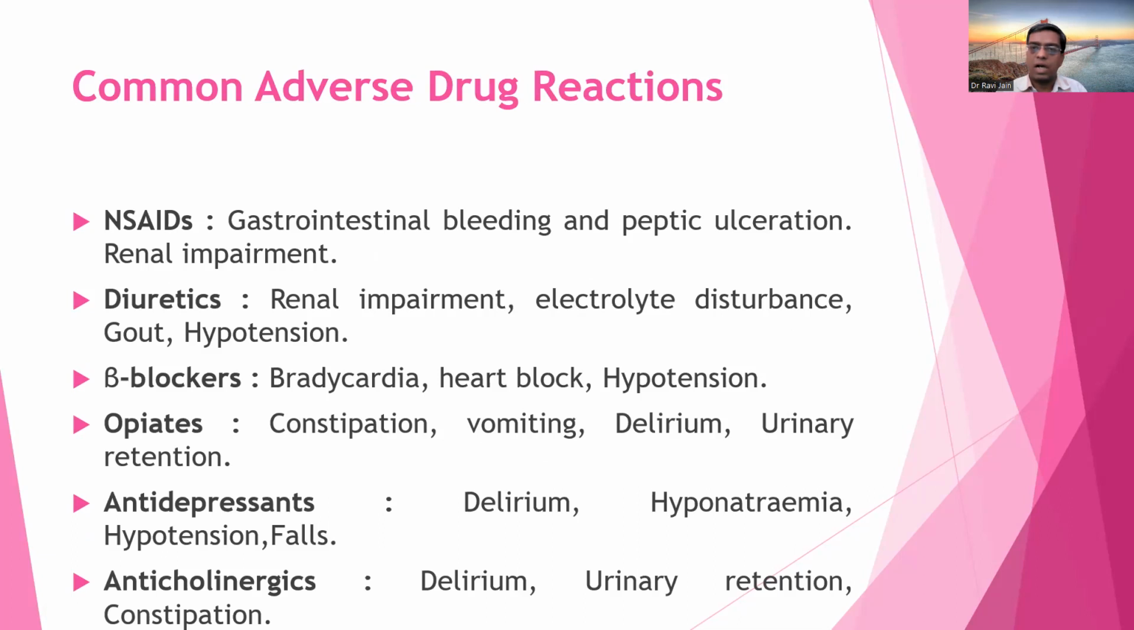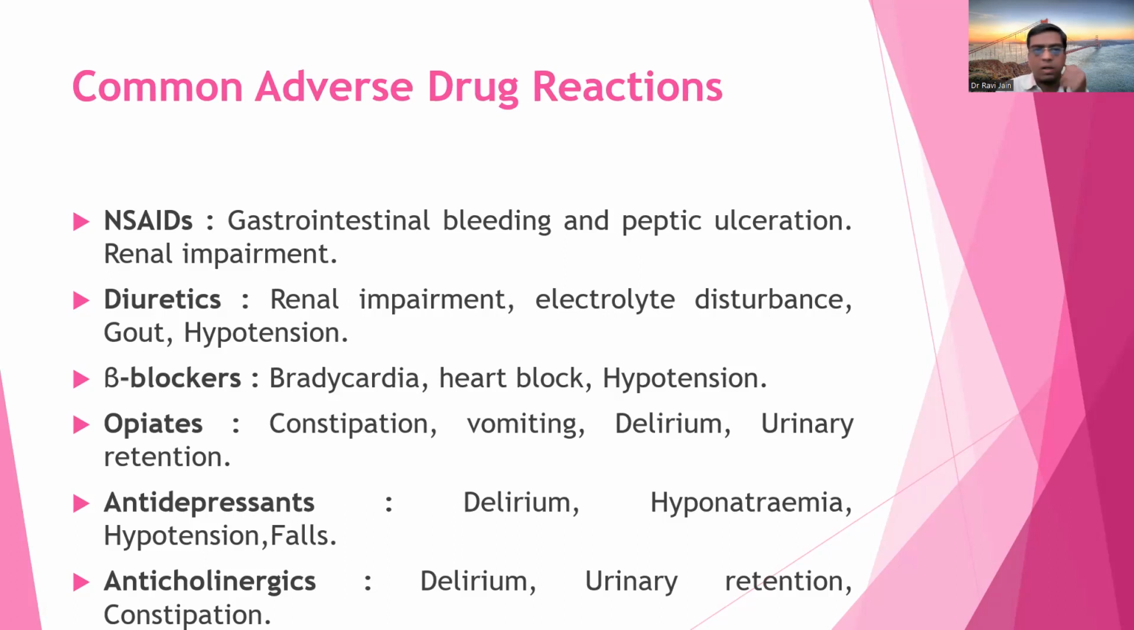Now, what are common adverse drug reactions? The adverse drug reactions of non-steroidal anti-inflammatory drugs, NSAIDs, are gastrointestinal bleeding and peptic ulcers with renal impairment. The adverse drug reactions of diuretics include renal impairment, electrolyte disturbance, gout, and hypotension. Beta blockers cause bradycardia, heart block, and hypotension. Opiates cause constipation, vomiting, delirium, and urinary retention. Antidepressants cause delirium, hyponatremia, hypotension, and falls. Anticholinergic drugs cause delirium, urinary retention, and constipation.